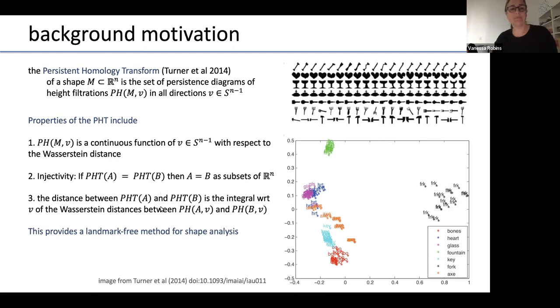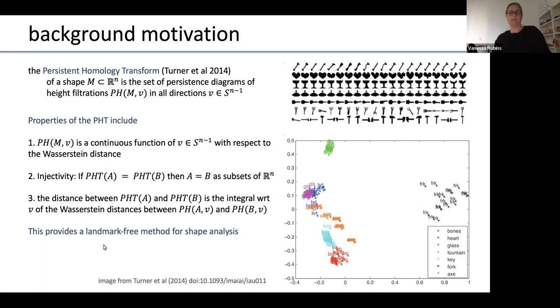And then the way we quantify the distance between objects is to take the regular Wasserstein distance between a pair of height filtrations. So we're taking object A and object B, and we're looking at the height filtration in the same direction V for each of them. Okay, so we get two persistence diagrams for that, and we look at their Wasserstein distance. And now we're going to add up the Wasserstein distance over all the direction vectors V, okay? And that's why this is such a very precise quantification of shape.